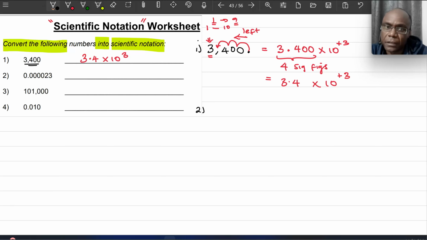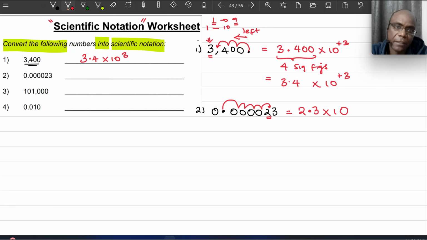Number 2, we are given 0.000023. Notice the decimal point is here, the period is here, so we are moving to the right. 1, 2, 3, 4, 5. We stop here where at least we have one number between 1 and 10. So it will be 2.3 times 10. Since we went to the right and we went 1, 2, 3, 4, 5 steps, we put -5.